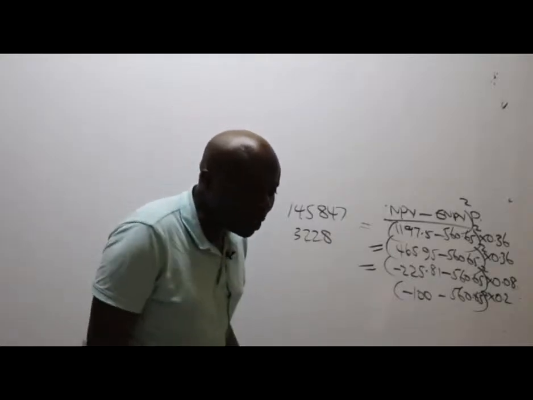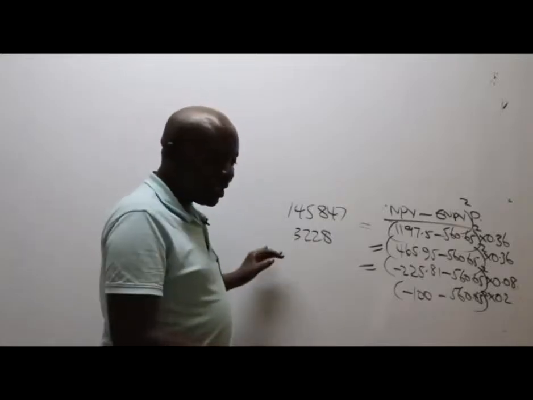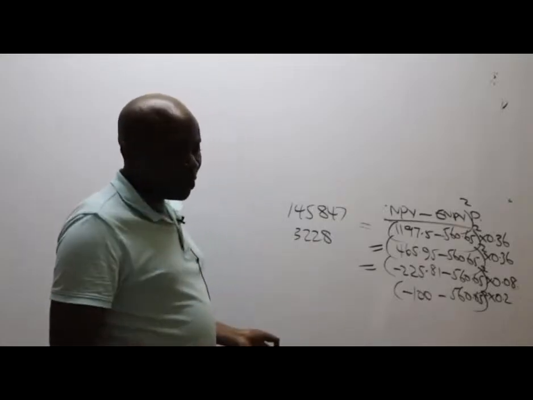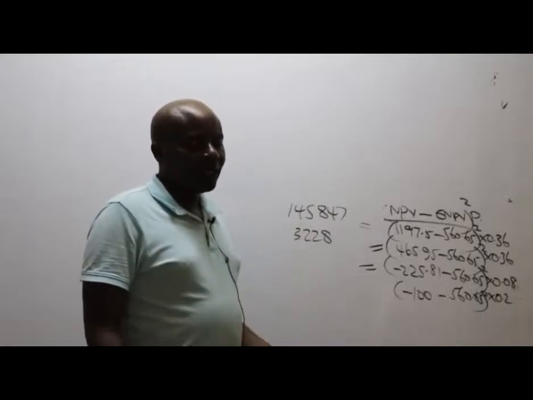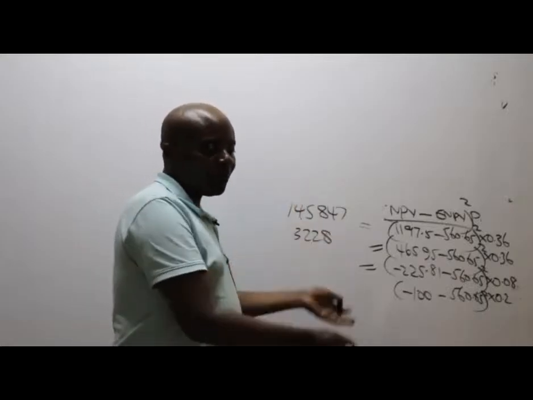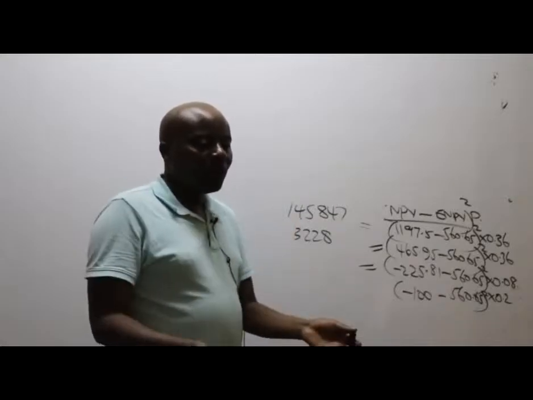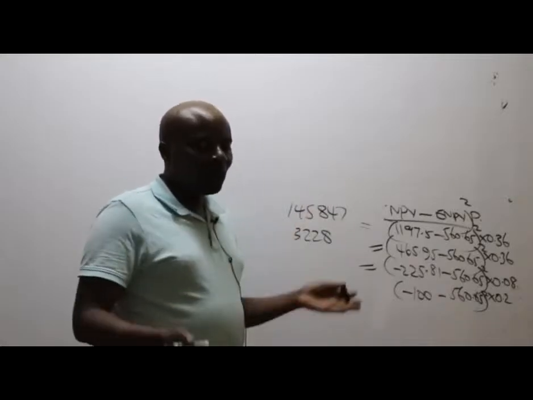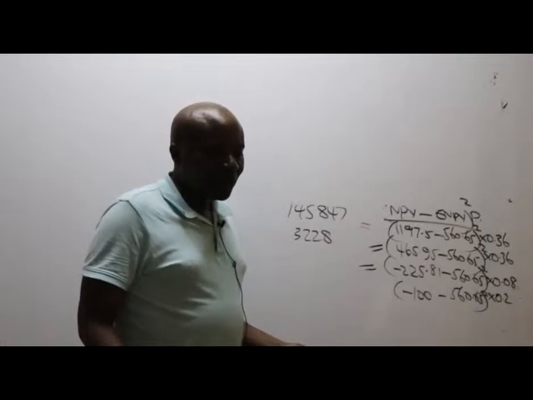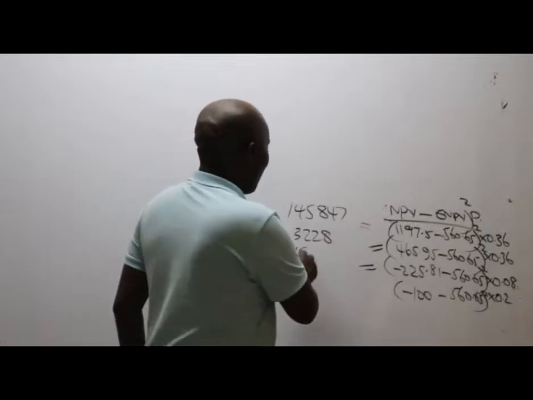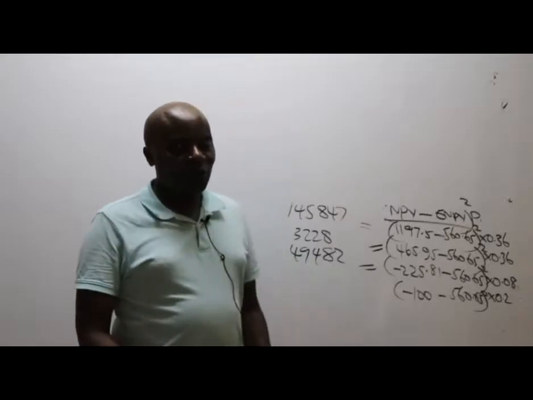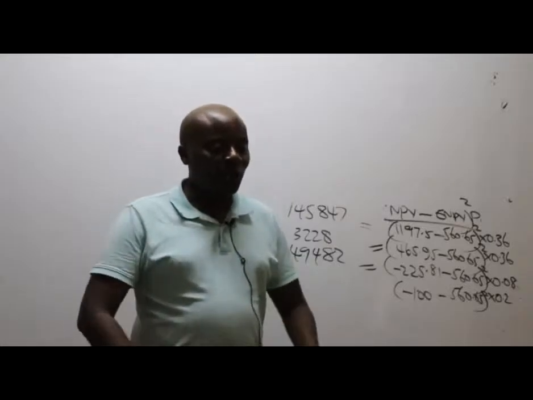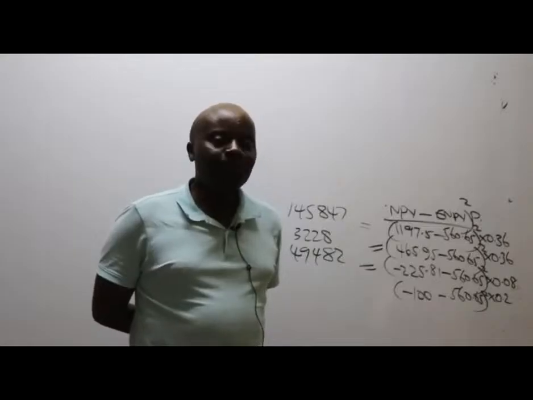The third one is 145,840. No. You guys are confusing me now, Charity. We are not on the first one now. Now we are on the third one. You write whatever figure you have there. If your calculator is cheating you, put that figure down and work with your figure. 49,482.